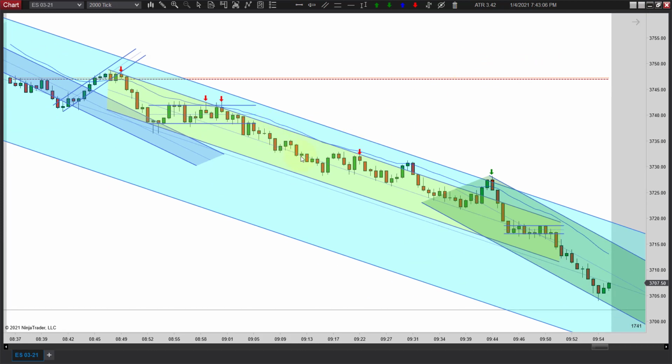And we start to move down again. And you just can't enter this far away from the EMA down here like this, not unless you get some kind of trap or something, which you really don't get.